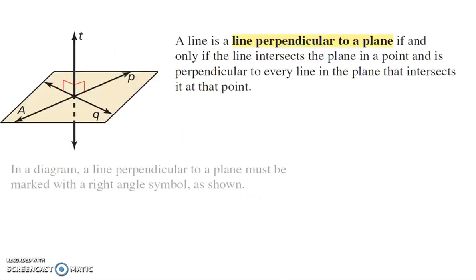A line is perpendicular to a plane if and only if the line intersects the plane in a point and is perpendicular to every line in the plane that intersects that point. Now note that in a diagram, if we have a line that's perpendicular, it has to be marked with the right angle symbol, as shown here.